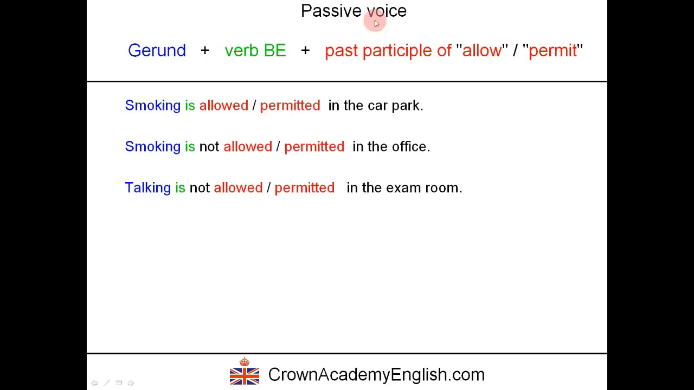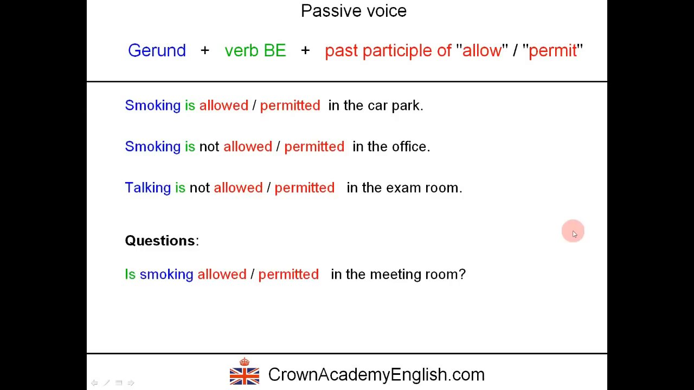Okay? So as I say, the passive is very, very common for these two verbs. Now we can put this in the question form simply by reversing the subject or the gerund and the verb be. So we simply reverse these two. Is smoking allowed in the meeting room? This is something we could ask if we go into an office and we ask the manager, is smoking allowed in the meeting room? Or is smoking permitted in the meeting room?